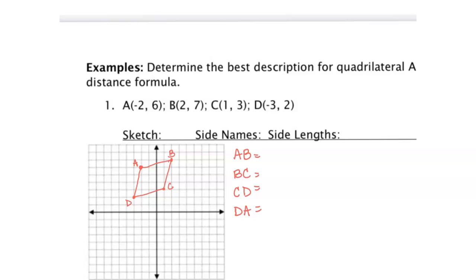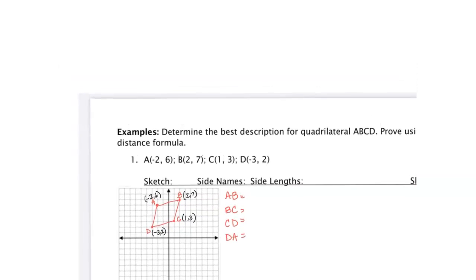I'm going to put in one more thing that I find helpful. I'm going to put the ordered pairs by each of my points, simply so that I have it as a reference, so that as I'm calculating the distance, I'm not totally confused. Okay, so up here, I'll write my side work. This is the side work for number 1.